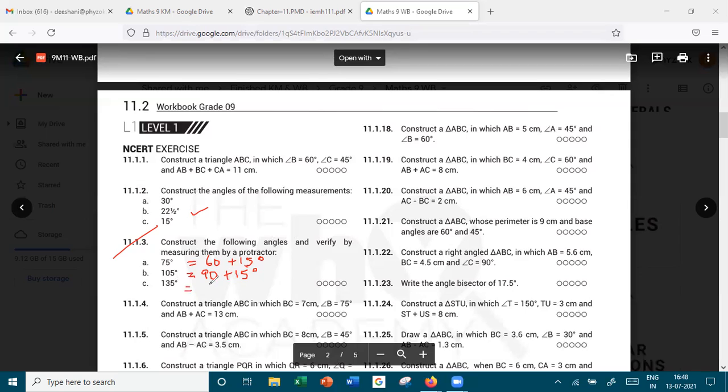What about 135? 90 plus 45. Or you could make 120 plus 15. So I'm leaving that up to you, 120 plus 15, or 90 plus 45, whichever you feel convenient. Okay, again make the three and send in your pics, right?